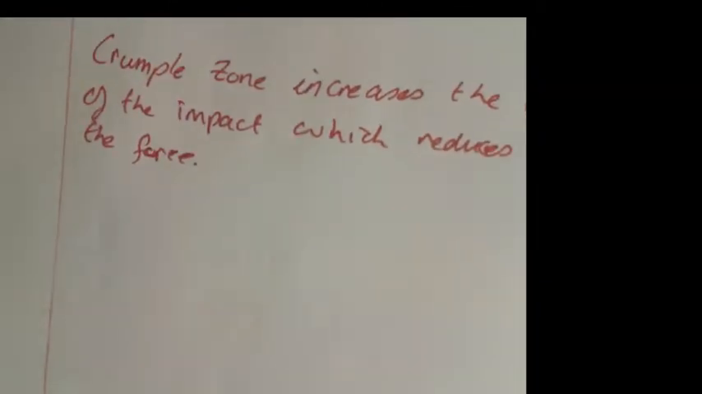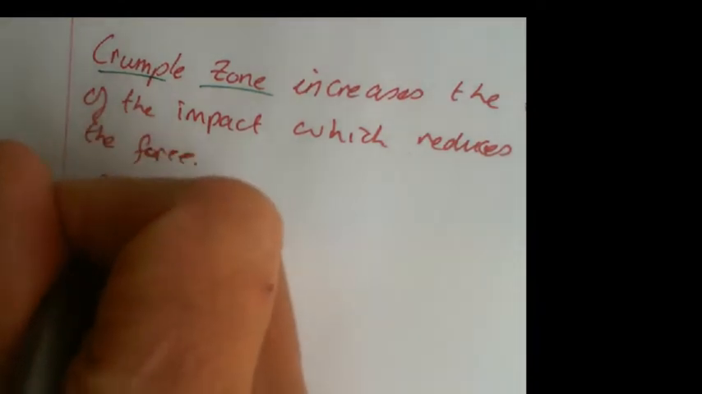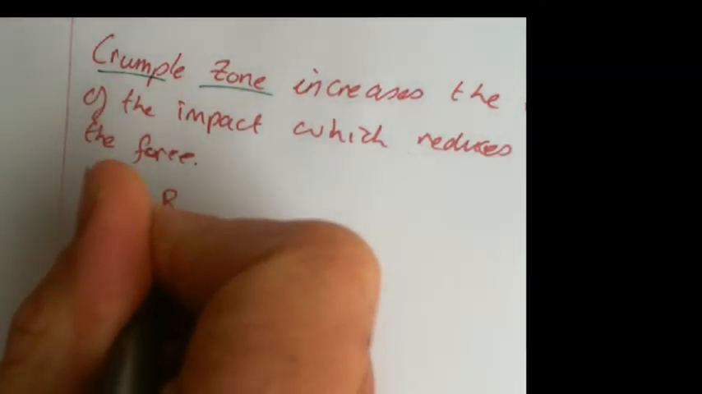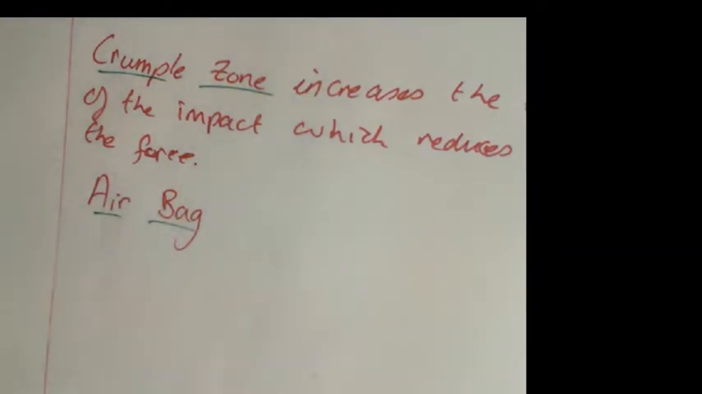The other obvious example that I can think of is an airbag. So an airbag is exactly the same thing. Okay, increases the time of the impact, which reduces the force. Anything which is boxing gloves, for example, boxing gloves, they increase the time of the impact, which reduces the force.